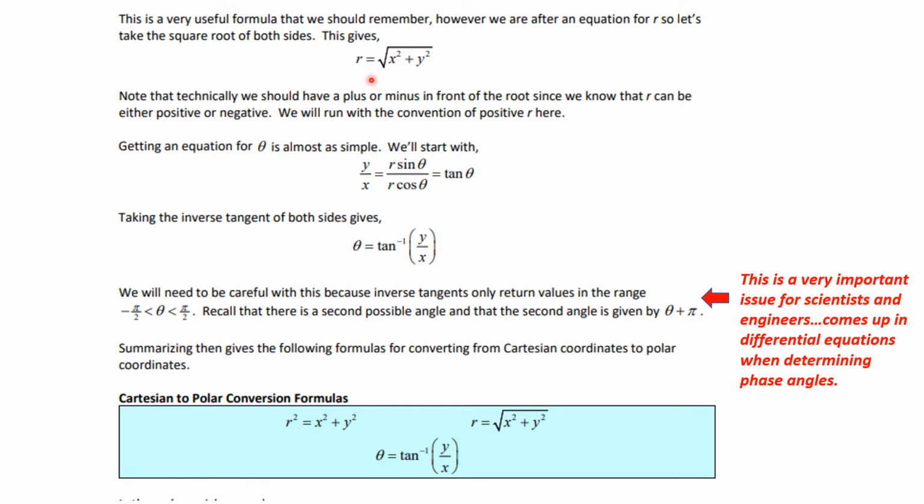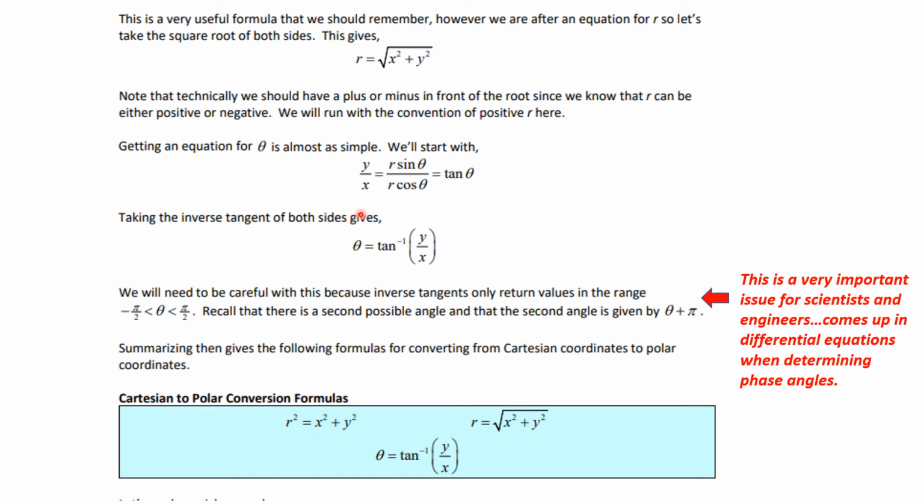Again, it could be positive or negative, but this gives you the absolute value of that. And technically they could be a plus or minus. And then if we take y over x, what we get is r sine theta over r cosine theta. The r's cancel and that becomes the tangent. So y over x is equal to the tangent of theta, and if we take the inverse tangent of both sides, we get that theta is equal to the inverse tangent of y over x. You want to commit these to memory.